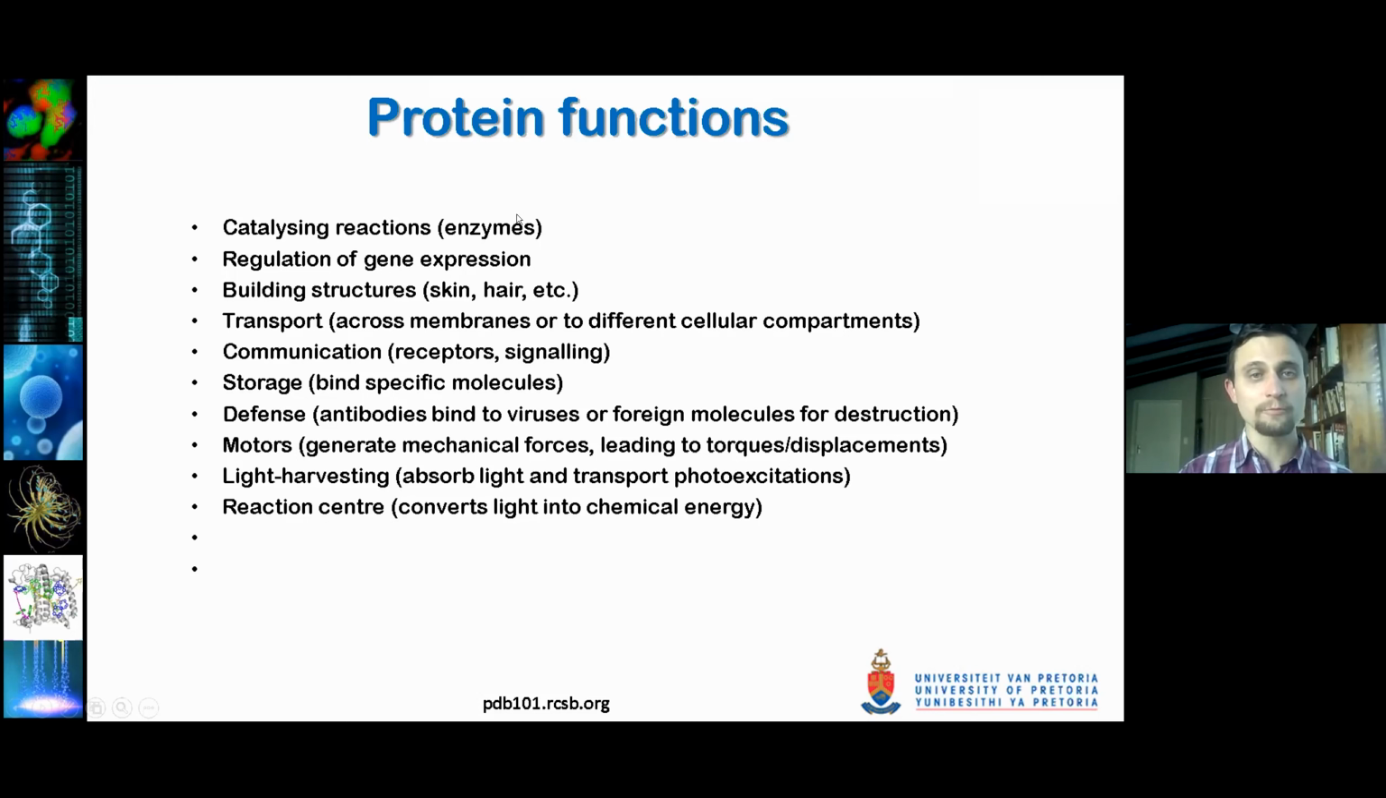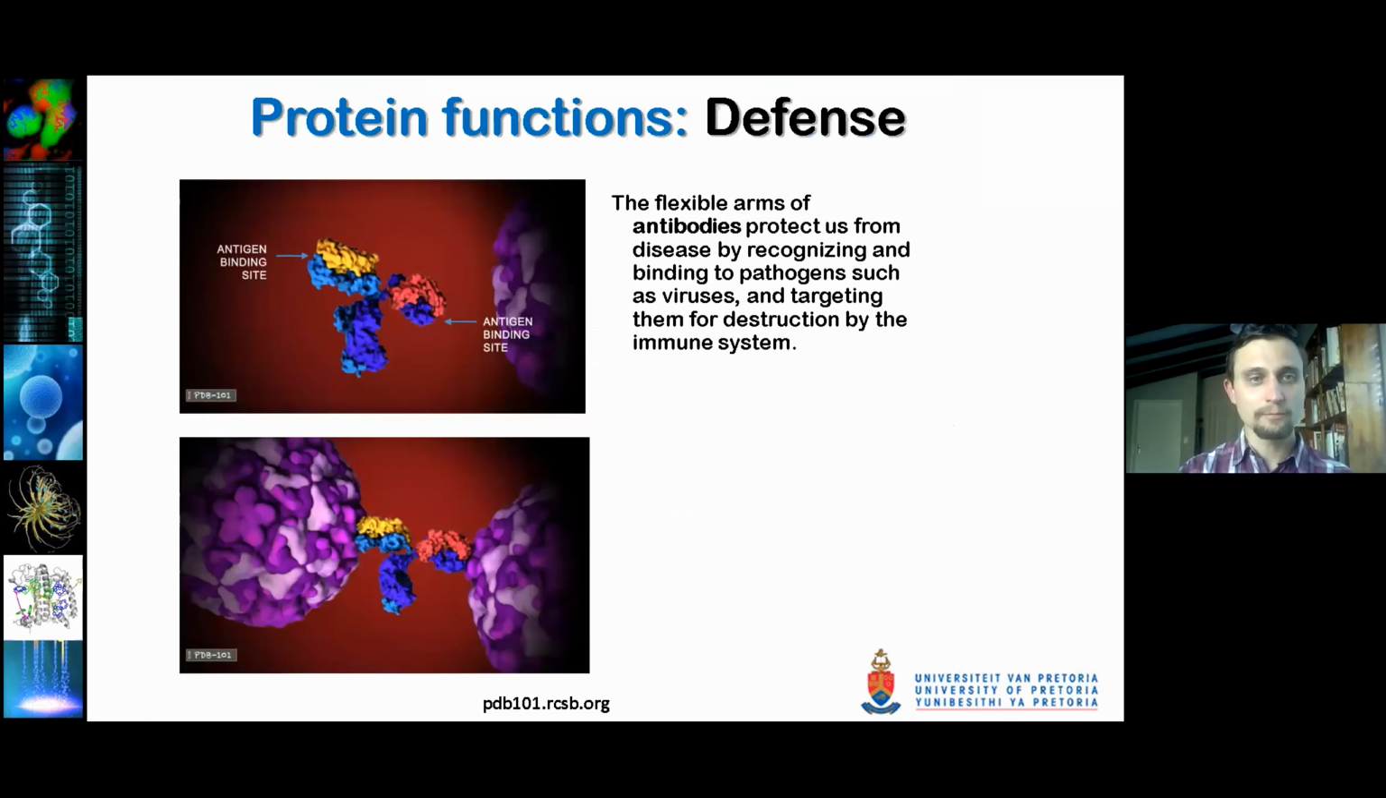So you get a whole subgroup of proteins called enzymes, and they serve to catalyze reactions. And then you have proteins that regulate gene expression, others that are responsible for building structures, or giving strength to structures. You have transport proteins that are responsible for transporting molecules or ions across the membranes or to different cellular compartments. You have proteins that are involved with communication, like receptors, or responsible for signaling. You have proteins that are responsible for storage of specific molecules, and others that are involved with defense. You have motor proteins, you have light harvesting proteins, you have the reaction center that converts light into chemical energy. So such a vast range of functions. And I would like to show you just a few of them so that you can appreciate some of that.